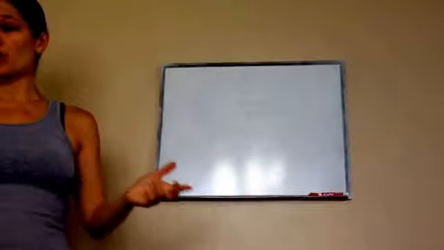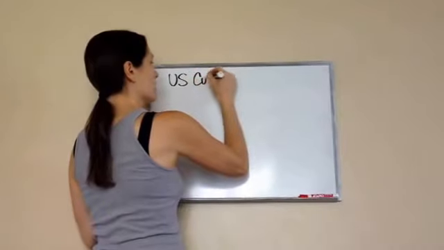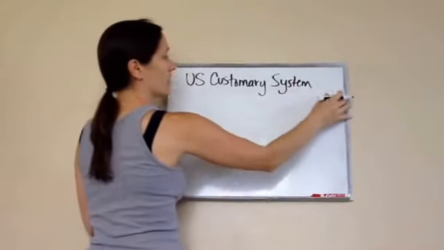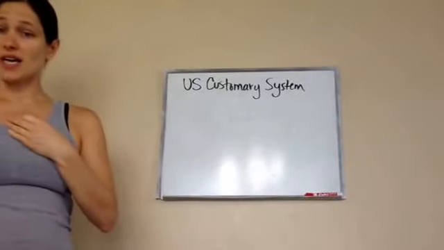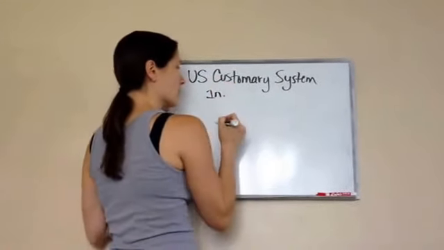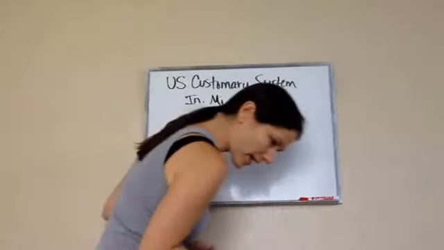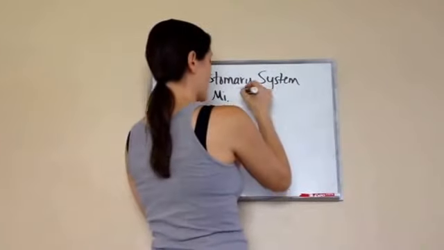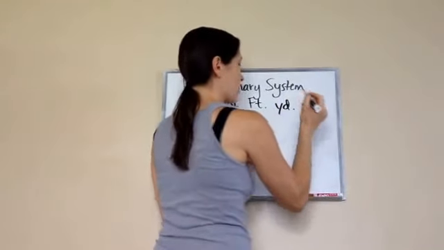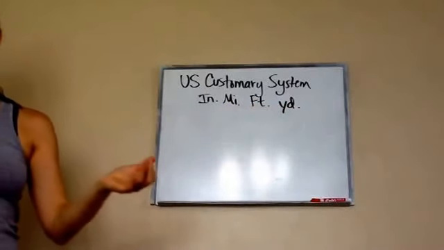Now, we're going to talk about linear measure. Because you grow up in the United States of America, there is something called the U.S. customary system. While we use the U.S. customary system, which are things like inches, miles, feet, how many feet something is, how many yards something is, we use inches, miles, feet, yards, and those are ordinary language that you're used to hearing.